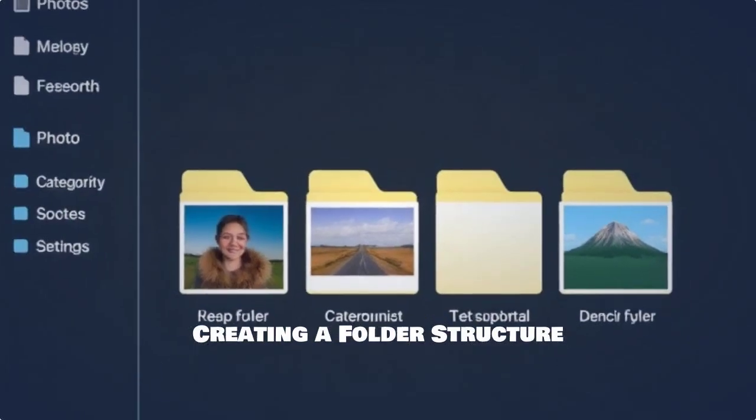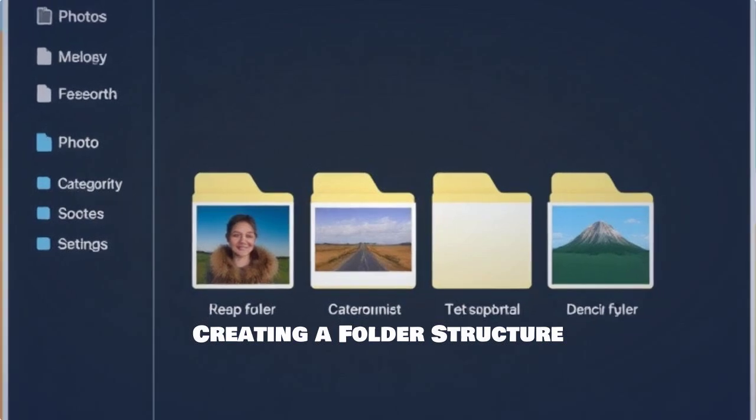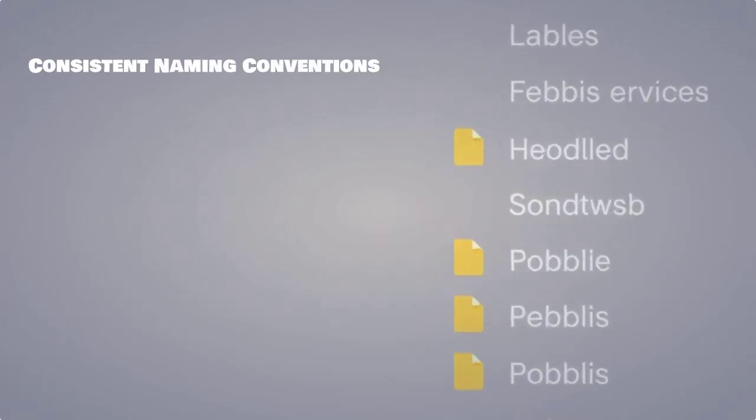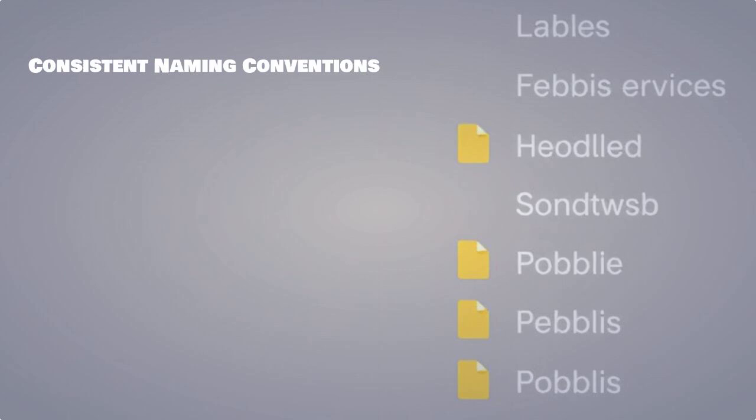Creating a folder structure will make it easy to navigate through your images. Consider organizing by year, event, or even by family members. Using consistent naming conventions for your files will help you find what you are looking for much quicker. Try using dates and descriptions in your file names.